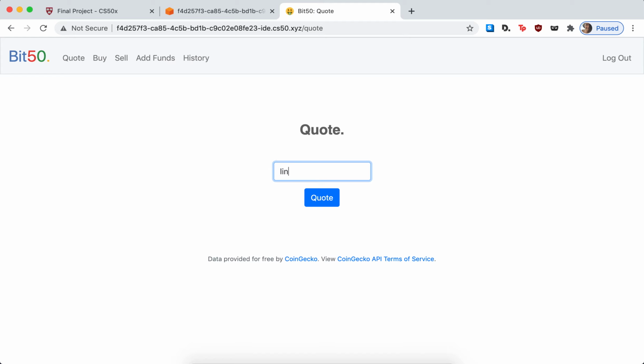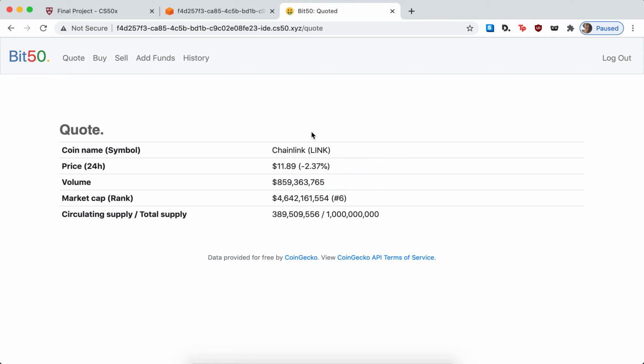Type in the symbol of the coin that they would like to find out more information about. Here, this is the information of Chainlink, showing the coin name, symbol, price, percentage change in the past 24 hours, volume, market cap and rank, circulating supply, and the total supply. The user can proceed with the purchase of the coin by clicking on Buy.